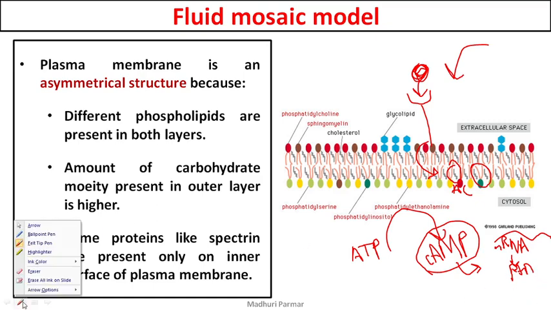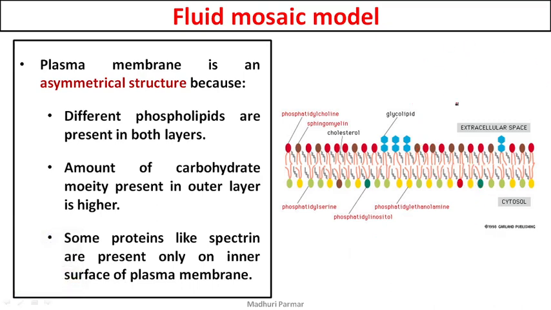Such functions of receptors are present only on the outer membrane, which are integral proteins. Mostly they are outer membrane proteins, and some of these enzymatic proteins are inner membrane proteins. So this way also there is a difference between the outer layer of the cell membrane and the inner layer of the cell membrane. Clear?